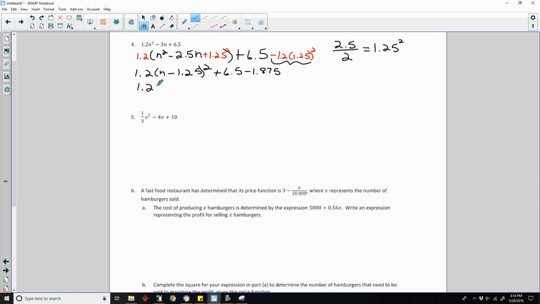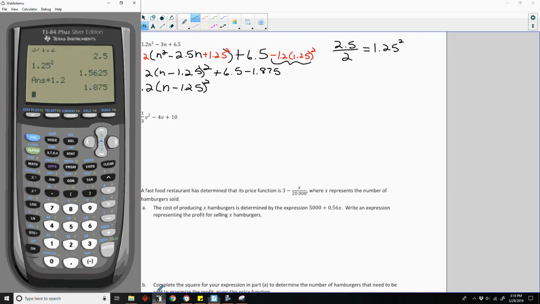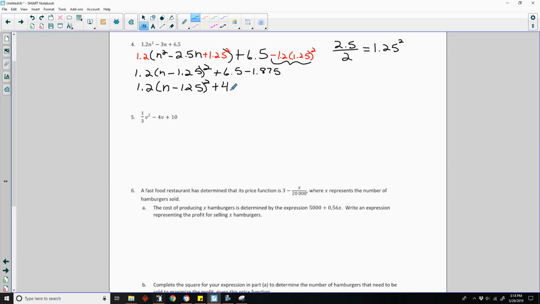Finishing it up, I get 1.2 times n minus 1.25 quantity squared, and then 6.5 minus 1.875. 6.5 minus 1.875 equals 4.625. So that's plus 4.625. So this is completing the square of this. Okay, that was a little bit more challenging with the decimal places.